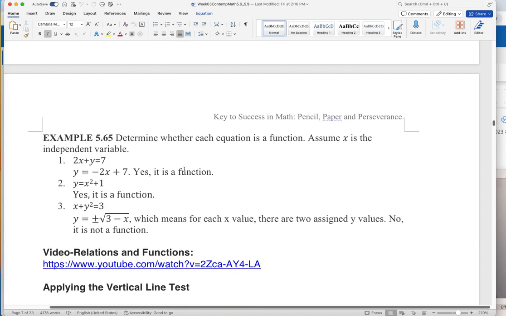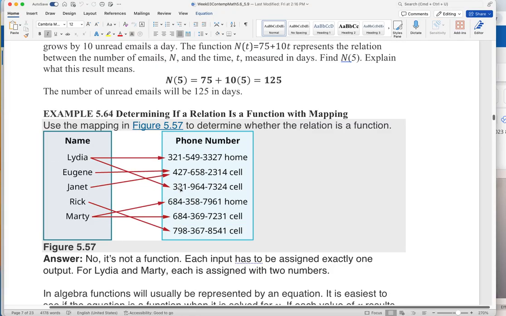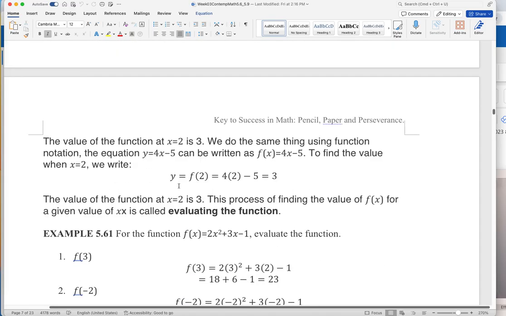I'm going to save the other example because there's another video for the following example. So I'm just going to pause my lecture on functions for right now.